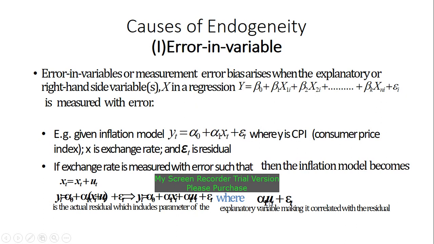In this case, the covariance between the explanatory variable and the error term or the residual wouldn't be equal to zero. Then it seems that the error term has an impact on the explanatory variable. There exists some correlation, some link, between the error term and the explanatory variable.